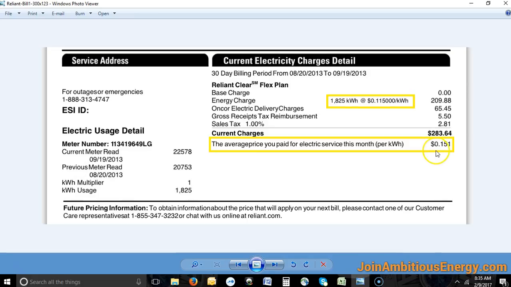It is totally different and not an equal comparison whatsoever to compare an energy charge rate with the average rate. Those are two completely different things. So if you really want to compare rates to see how much you're going to save, you've got to compare the average rate with another average rate. And we'll take a look at one here. So remember, this one is 15.1 cents per kilowatt hour at roughly 1,800 kilowatt hours used.